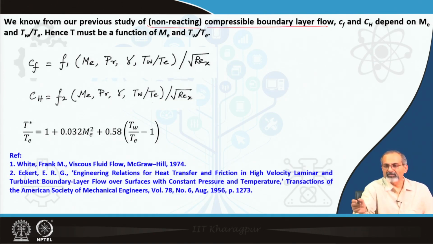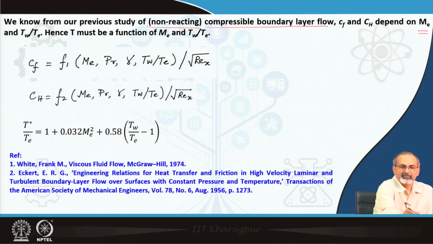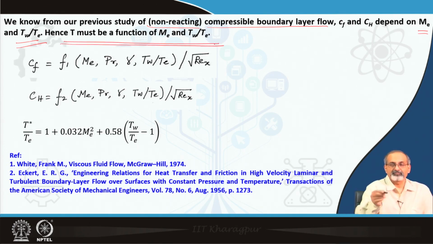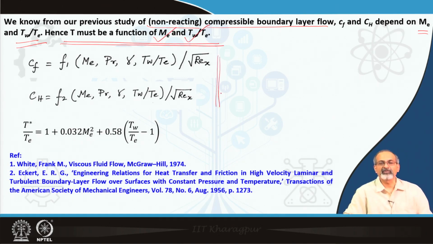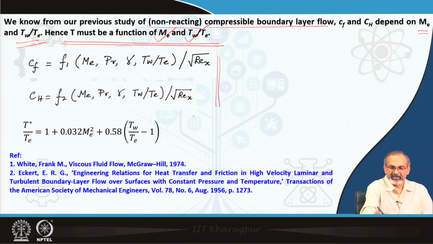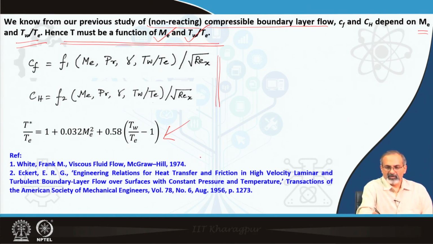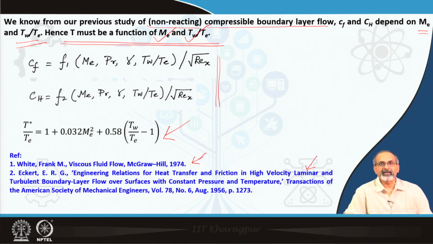For non-reacting compressible boundary layer, CF and CH depend on the Mach number at the edge of the boundary layer as well as the wall temperature to the free stream temperature ratio. Hence, the temperature within the boundary layer is therefore dependent on both of these parameters. We recall these functional forms from the non-reacting compressible boundary layer theory. Based on that, this reference temperature method has been proposed, more details of which will be found in these two references, that of Frank and Eckert. So, you can explore them at your spare time.